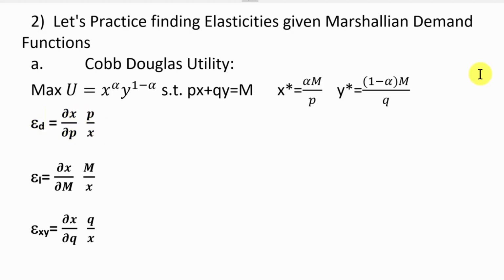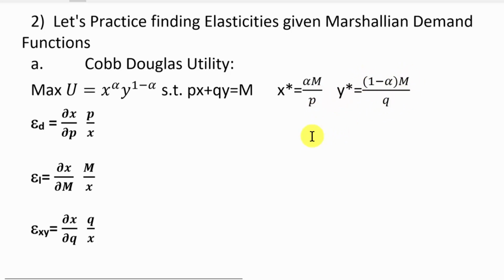So let's dive in. If we have a Cobb-Douglas utility function here written in the standard form, constrained, and we're calling income M here. We're calling the price of good X P. We're calling the price of good Y Q. When you're done with all that, here are the Marshallian demand functions. X star equals alpha M over P, Y star equals 1 minus alpha M over Q.